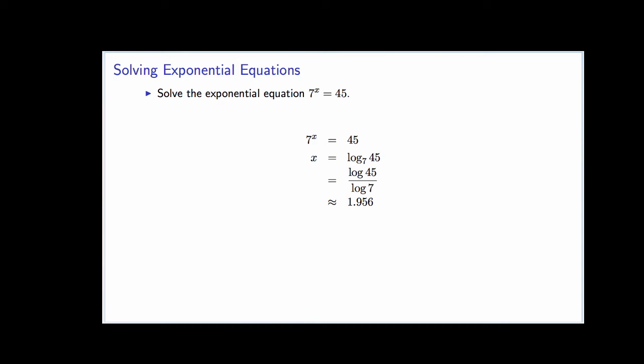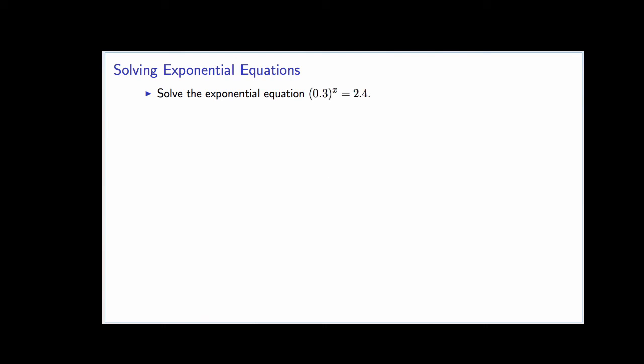We notice that we get for x approximately 1.956, which is a little less than 2. 7 squared is 49, which is just a little higher than 45, so as a very quick check, 1.956 makes sense for x. So again, the key to this problem was to first write our exponential equation in logarithmic form, and then use our change of base formula to get our base 7 log in terms of a common log.